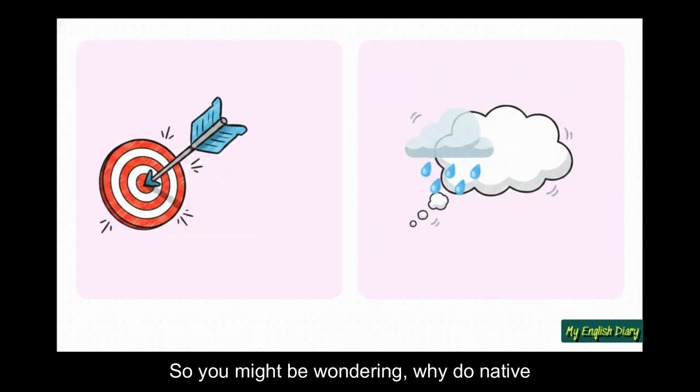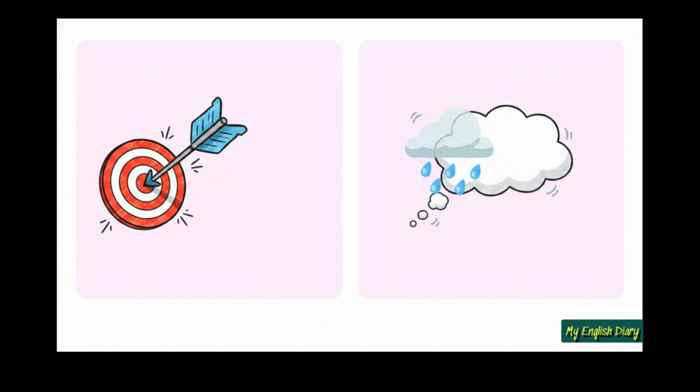So you might be wondering, why do native speakers choose as instead of because if they can both mean reason? Well, because is a heavy, direct arrow pointing to a strict cause, but as creates a lightweight, simultaneous background feeling. It's kind of like saying, hey, it's raining, and perfectly overlapping with that reality, I thought of you.